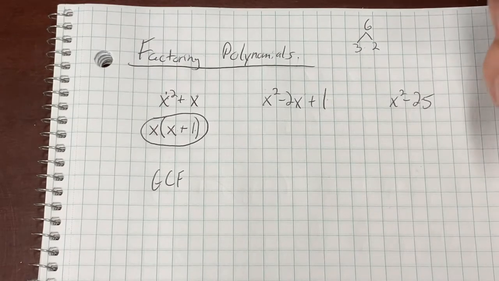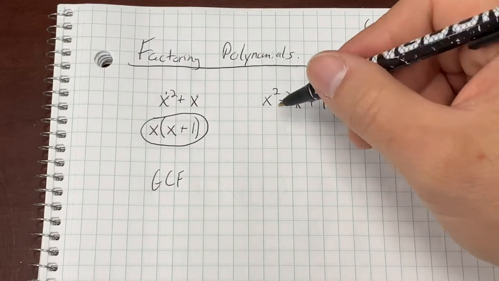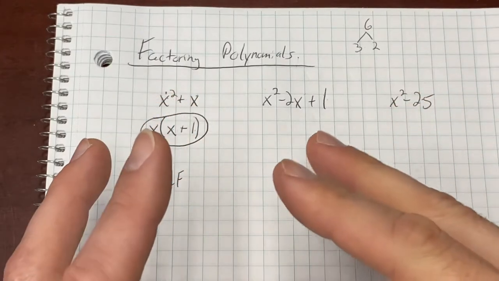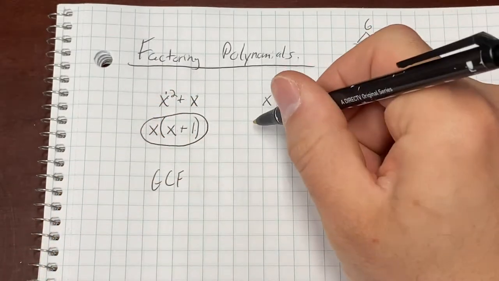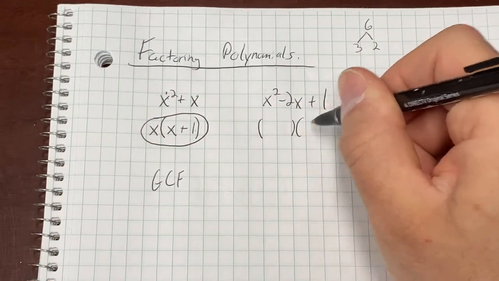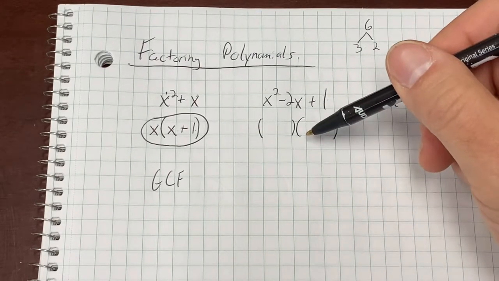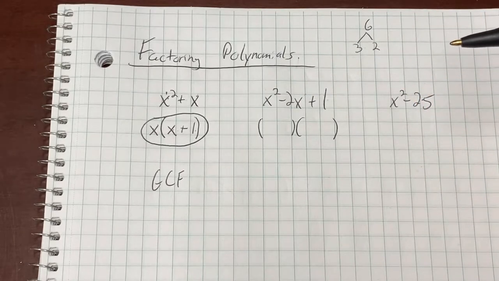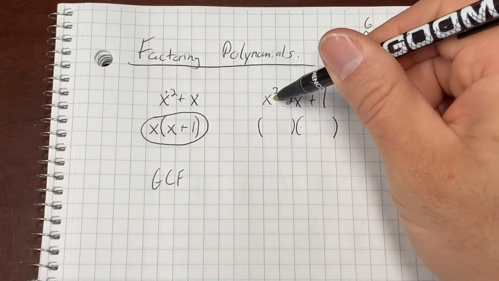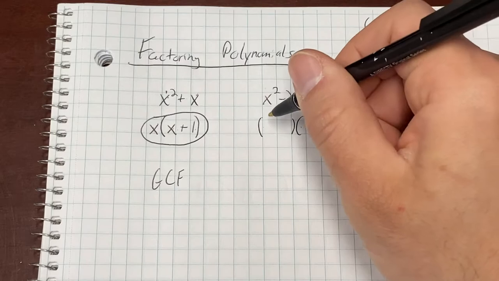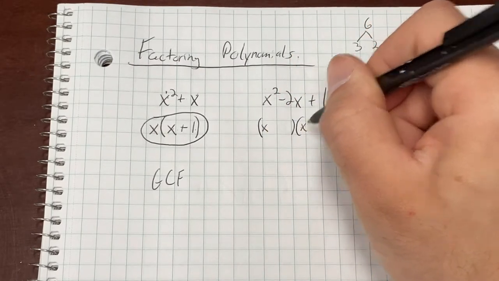Now, where do we go? Well, this is what I like to call, quote unquote, unfoiling. We need to break this apart into the two binomials that will multiply to give me that. We know these firsts will multiply to give me that. So what factors multiply to give me x squared? Well, you're gonna go x and x.